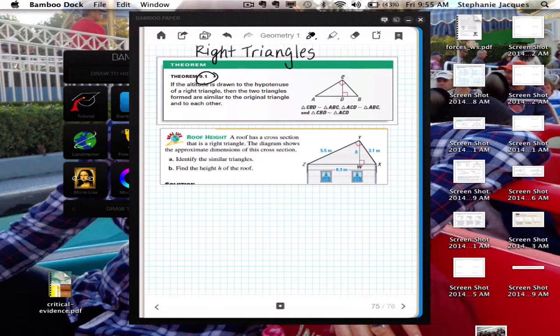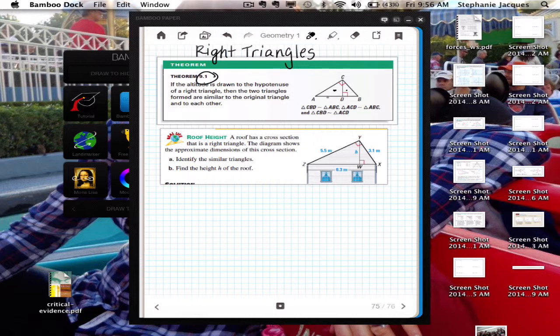We have a right triangle, angle C is the right angle. If the height is drawn to the hypotenuse of a right triangle, then the two triangles formed, so this one and this one, are similar to the original, the big one, and to each other. So in similarity terms, you would say triangle CBD and triangle ABC are similar to one another. And then triangle ACD is similar to ABC.